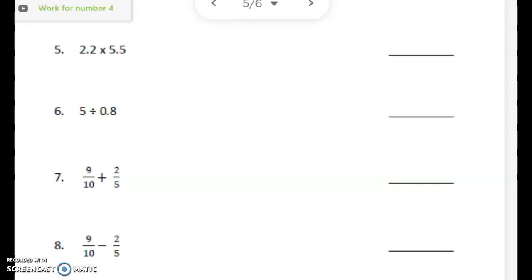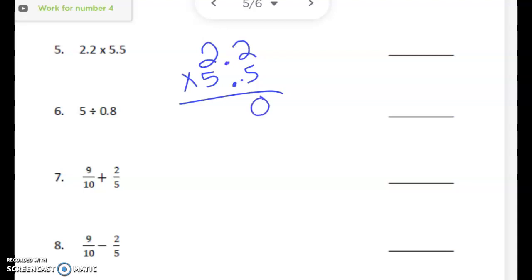2 and 2/10 times 5 and 5/10. All right, now luckily when you multiply decimals you do not have to line them up, but they end up lining up anyway, so it's not a big deal.